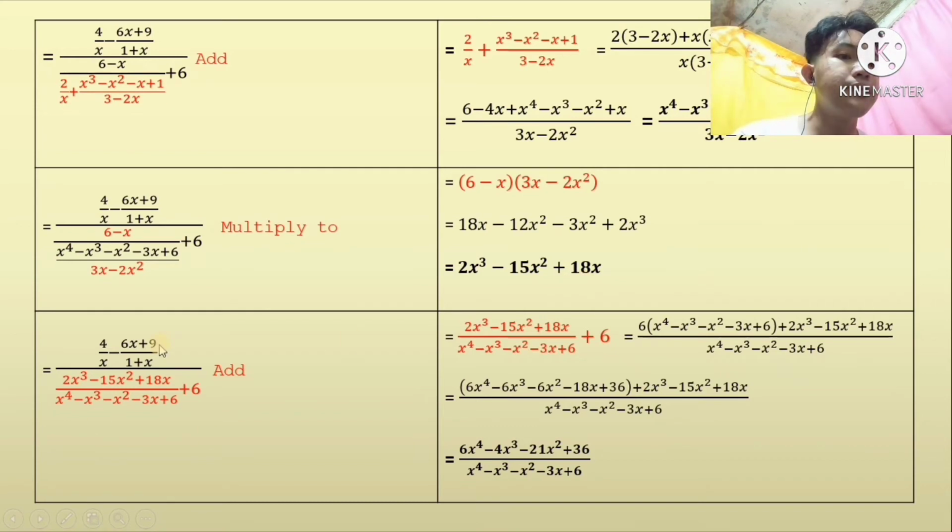So then calculate their sum. So 6 plus 2x cubed minus 15x squared plus 18x over x raised to 4 minus x cubed minus x squared minus 3x plus 6. So calculate their sum. They will become 6x raised to 4 minus 4x cubed minus 21x squared plus 36 over x raised to 4 minus x cubed minus x squared minus 3x plus 6.